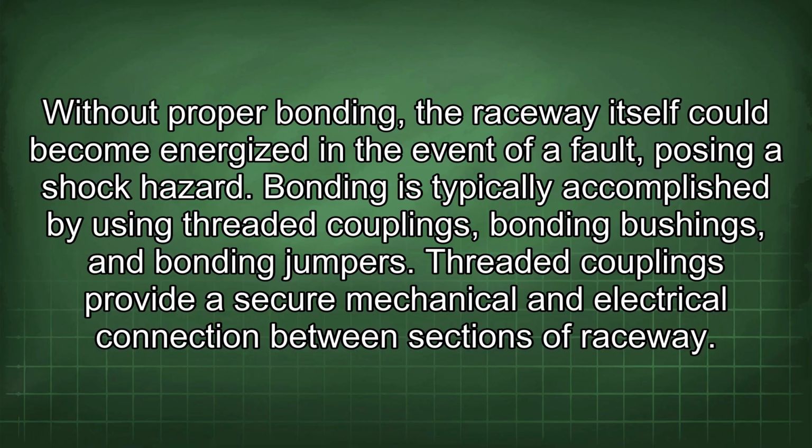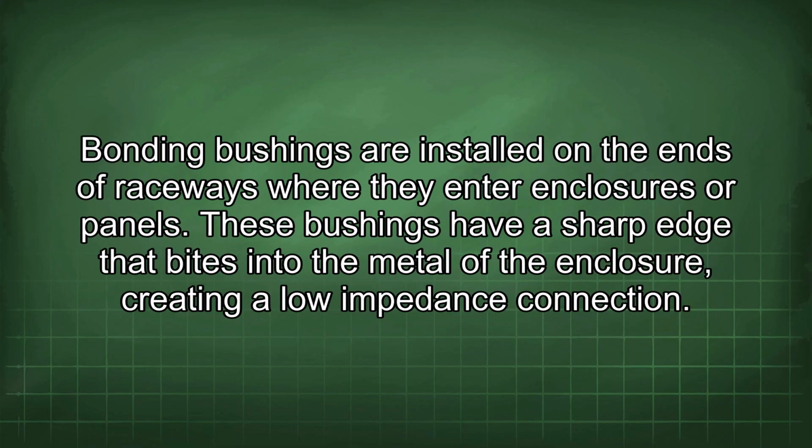Bonding is typically accomplished by using threaded couplings, bonding bushings, and bonding jumpers. Threaded couplings provide a secure mechanical and electrical connection between sections of raceway. Bonding bushings are installed on the ends of raceways where they enter enclosures or panels. These bushings have a sharp edge that bites into the metal of the enclosure, creating a low impedance connection.